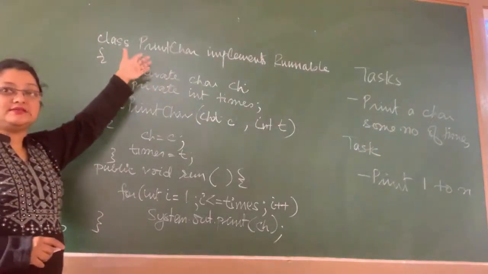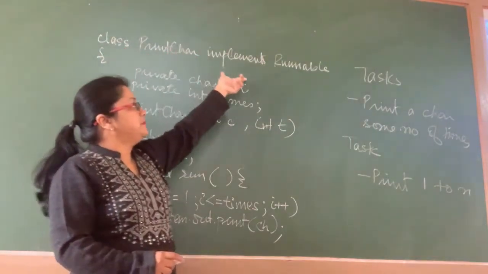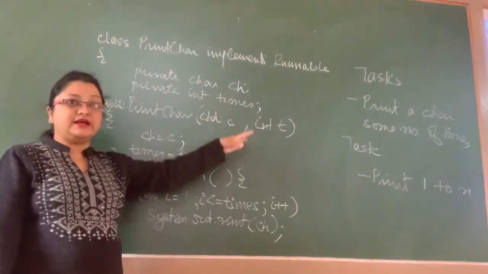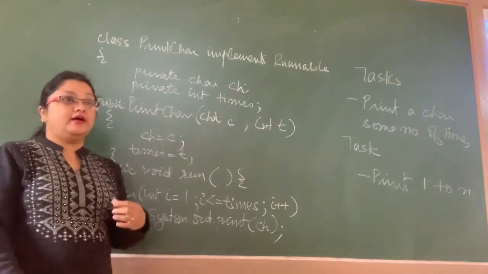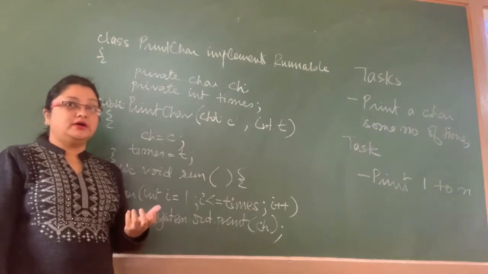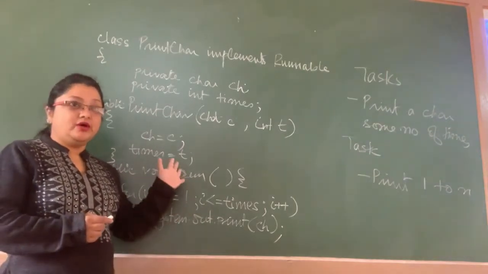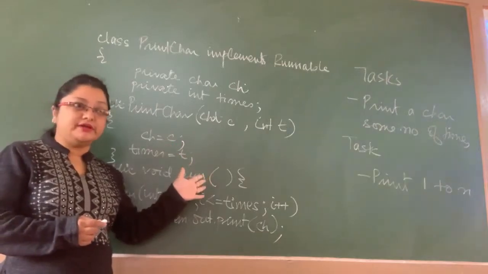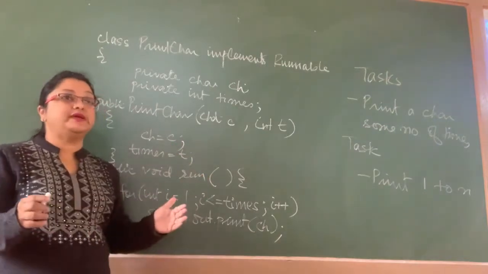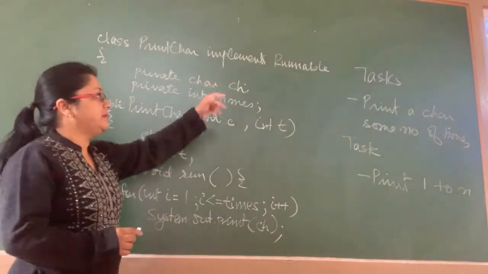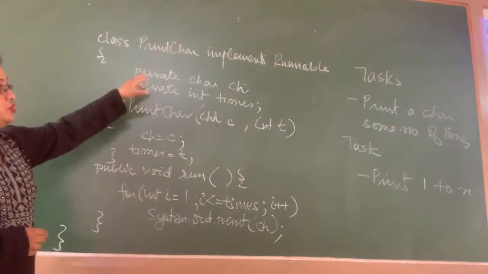Alright, so here we have a class called printChar, which implements the Runnable interface. Now the objects of this class become something which can be executed simultaneously. If it does not implement the Runnable interface, your class will not be able to be assigned to threads. So you cannot have multi-threading without implementing the Runnable interface.